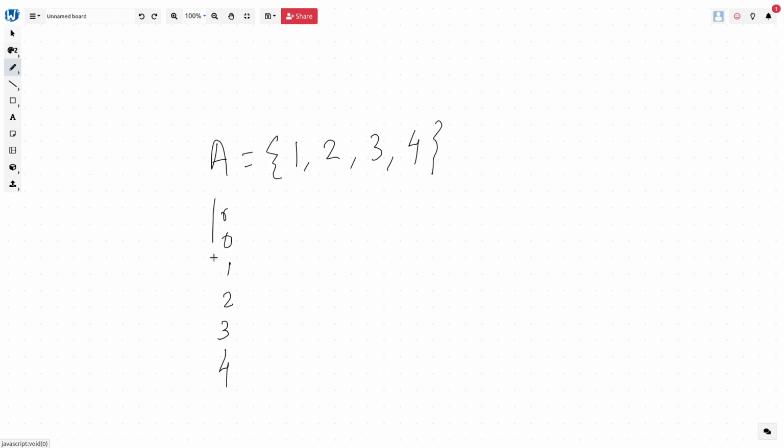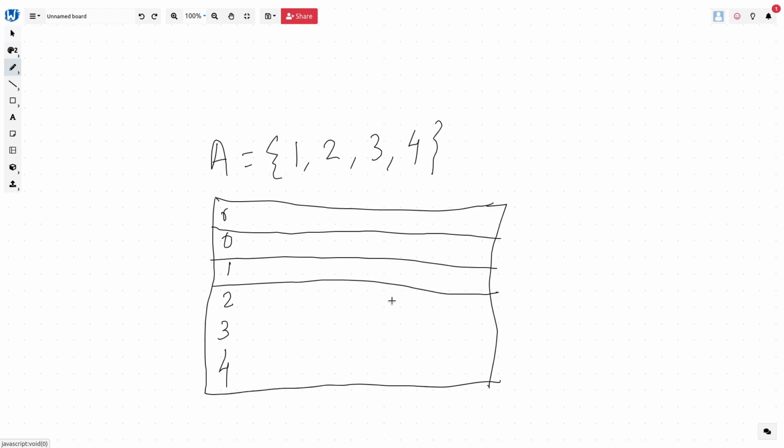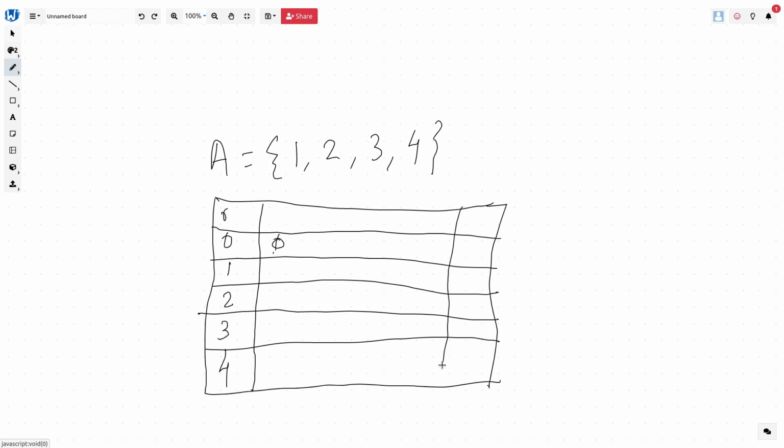So with the 0 elements, we can do it in a tabular form to get started. This is R, which is the number of elements in the subsets of 1, 2, 3, 4. Now, with 0 elements, we know that there is only one subset possible, which we have discussed as the null set. So this can be done via a number of ways. We can say here the number of ways is 1.